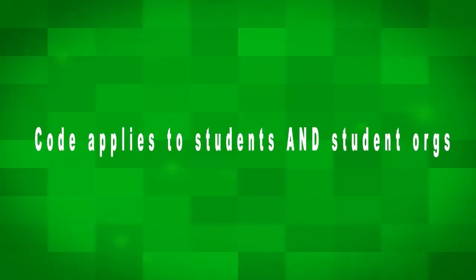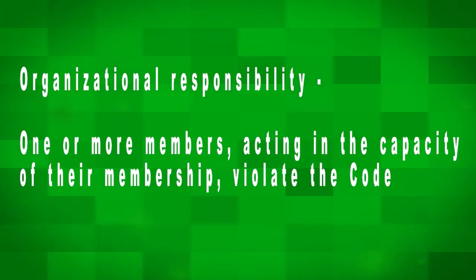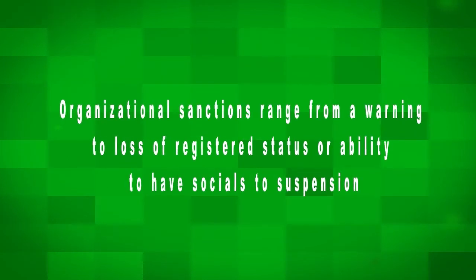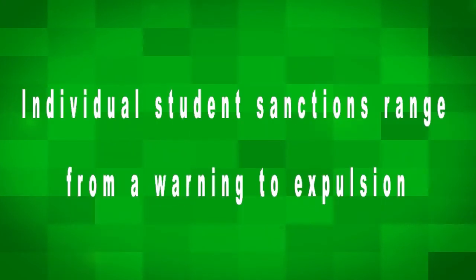As has been alluded to, the CODE applies to students and student organizations. A student group will be responsible for the actions and conduct of its members when one or more of its members, acting in the capacity of their membership, commit a violation of the CODE. Student groups found in violation of the CODE will be subject to disciplinary procedures and sanctions in the same manner as individual students, except that student groups cannot be permanently removed from the university. For organizations, sanctions vary from warning to loss of registered status or ability to have socials to suspension. For students, sanctions include a warning to expulsion.